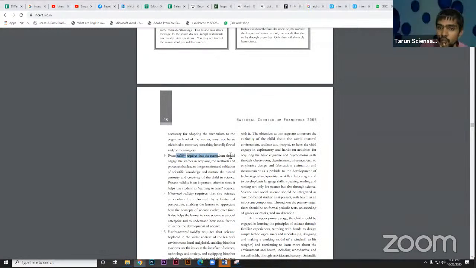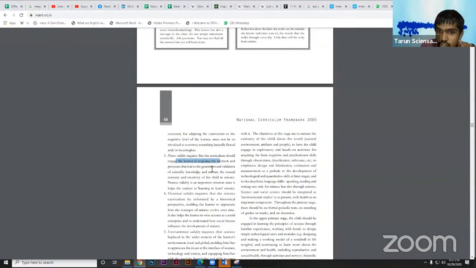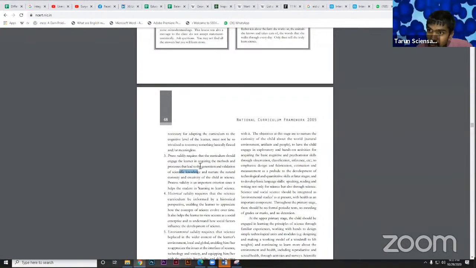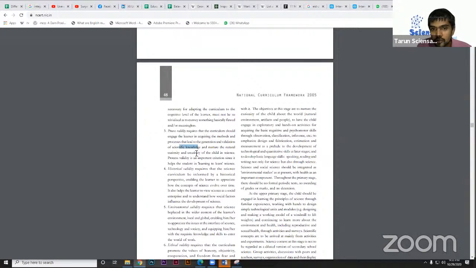The process validity requires that the curriculum should engage the learner in acquiring the methods and processes that lead to the generation and validation of scientific knowledge. That the learner learns not just the scientific facts, but the methods and processes through which scientific knowledge is generated and validated. How is scientific knowledge created? And how do you check such scientific knowledge? That can be taught to the child. Process validity is an important criteria since it helps the student in learning to learn science. It's not just learning science, but learning how to learn science.